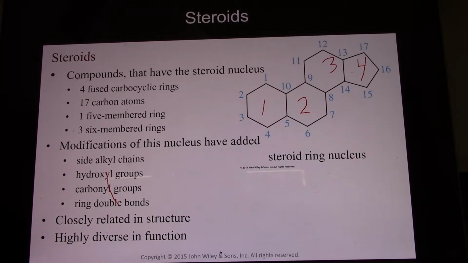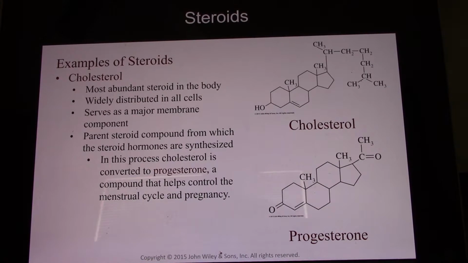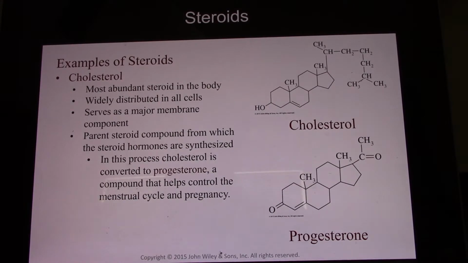So all steroids are very closely related in structure, with these 4 fused rings. They are highly diverse in function. And so cholesterol is very different than progesterone. Cholesterol is the most abundant steroid in the body. It's widely distributed in cells. It's put into every plasma membrane to toughen it up because animals don't have cell walls.